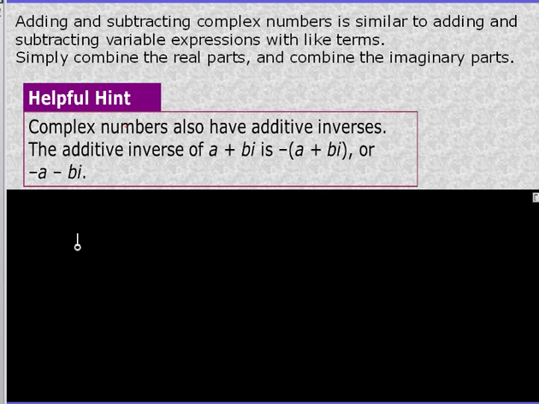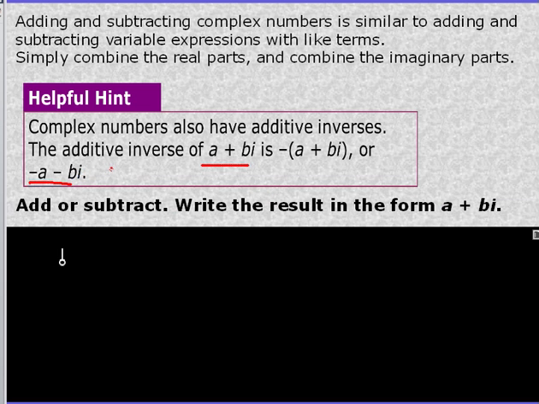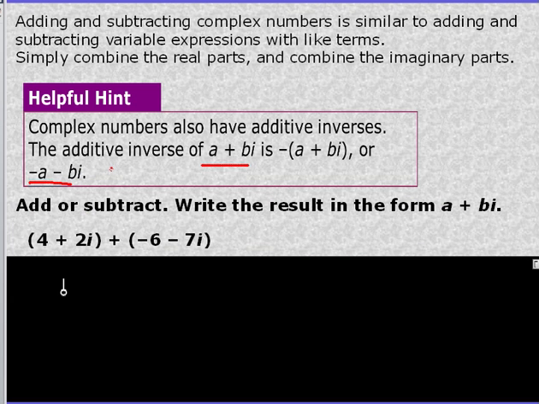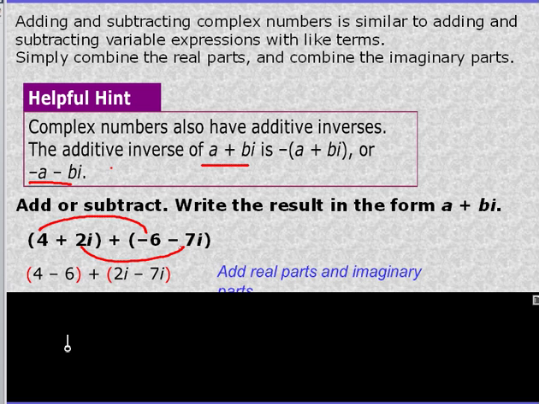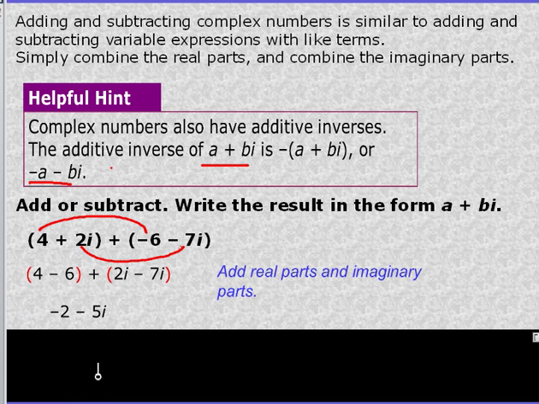Complex numbers have additive inverses, so a plus bi, if you add negative a minus bi, you're going to get 0. All right, so example: add or subtract, write the result in a plus bi form. And again, you're going to want to combine like expressions. We have our two real parts, our two imaginary parts. So 4 minus 6, and then you've got positive 2 minus 7i, which gives your final answer, negative 2 minus 5i, which is in a plus bi form.